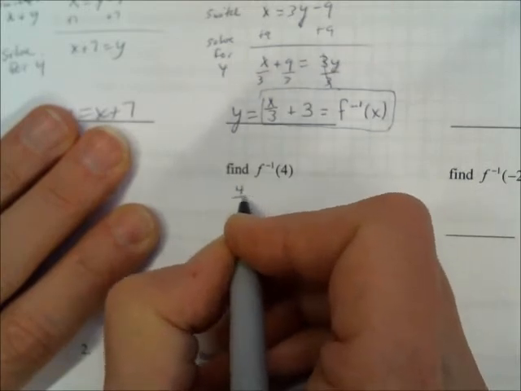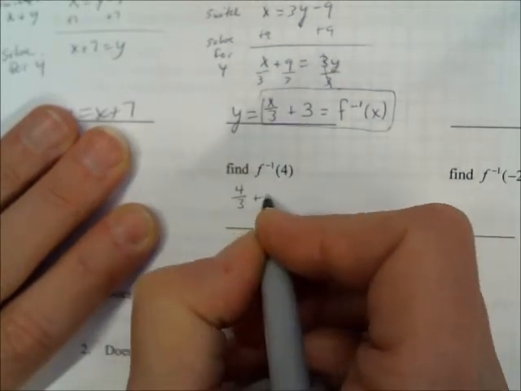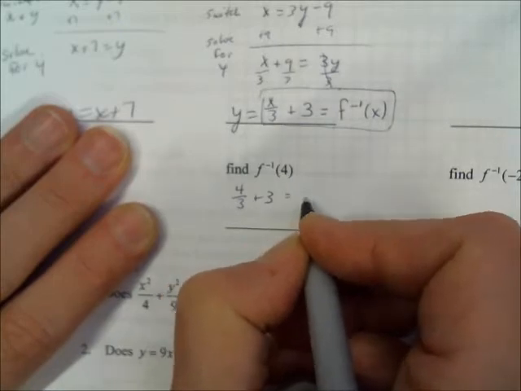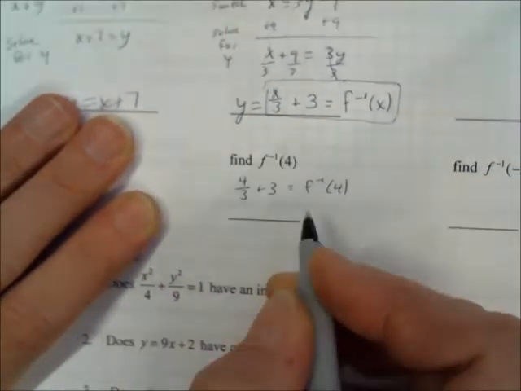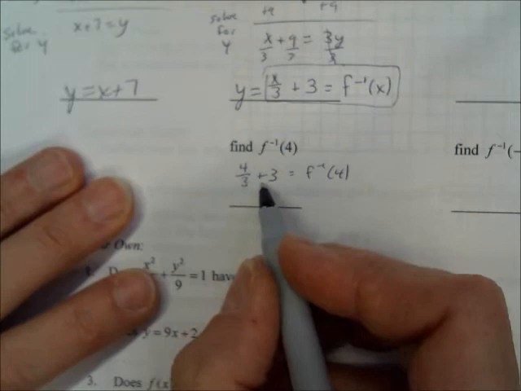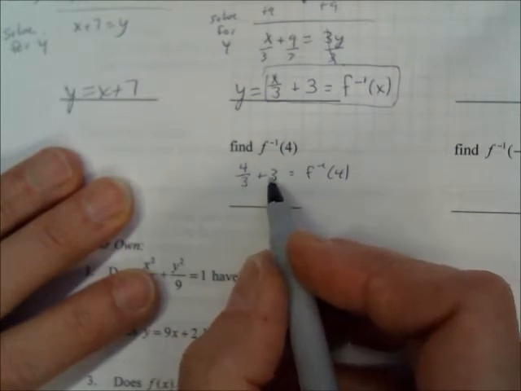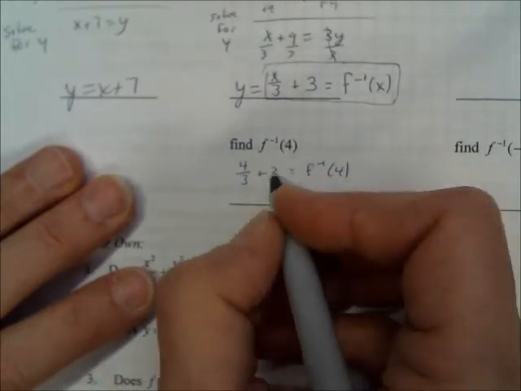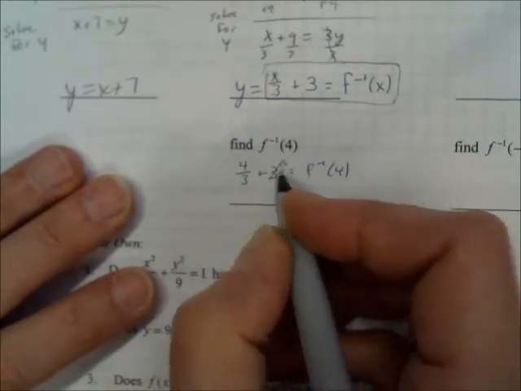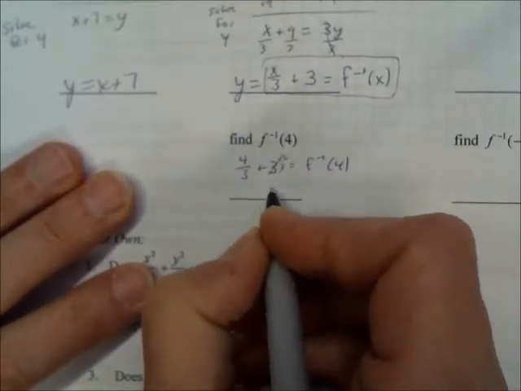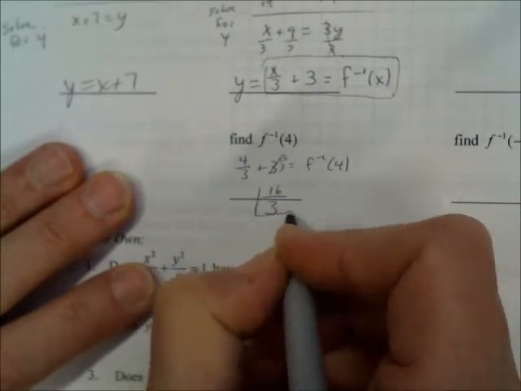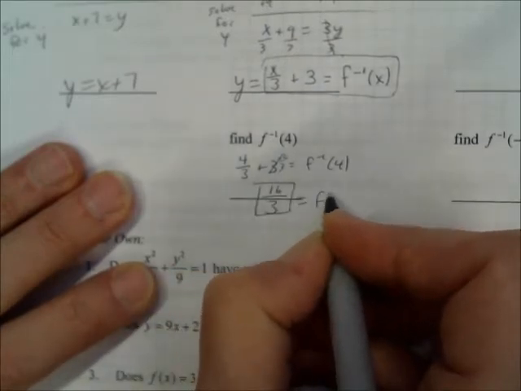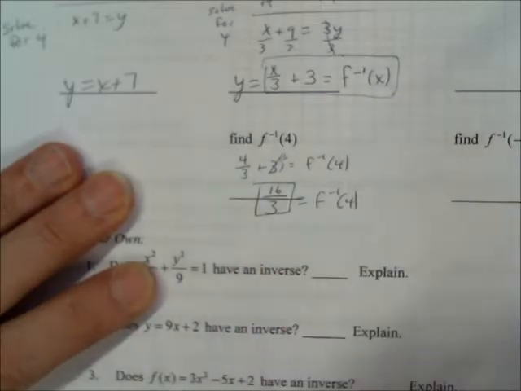So 4 over 3 plus 3 is equal to f inverse of 4. Well, 4 over 3 plus 3 over 3. Well, 3 over 3 is the same thing as 12/3. You can do this in your calculator if you wanted to. 12/3. So 4 plus 12 is 16/3 would be equal to f inverse of 4.